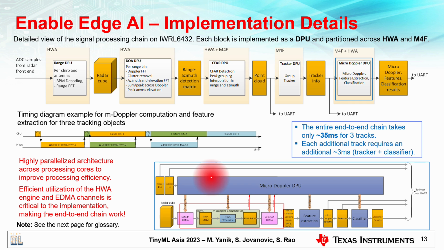And eventually our whole processing from ADC sampling to the final decision takes about 35 milliseconds for 3 tracks, and each track adds just 3 milliseconds of additional processing. We targeted this application for 10 hertz, but we can also go to 20 hertz of processing. In terms of power consumption, at 10 hertz we are talking about 50 to 60 milliwatts, depending on the chirp configuration, of course, but much less than 100 milliwatts.